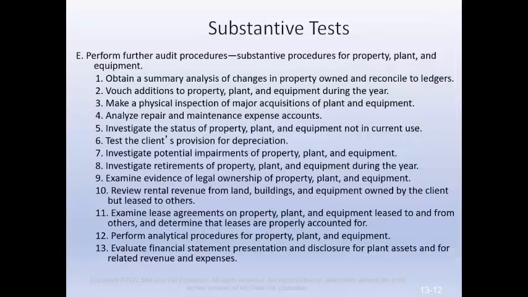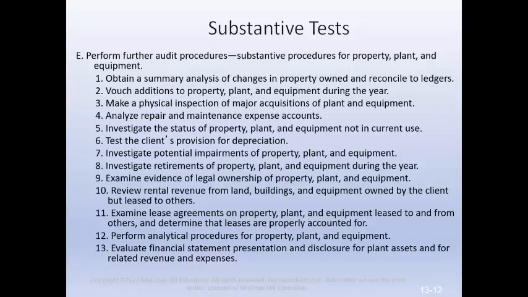The substantive procedures of the audit of property, plant, and equipment include obtaining a summary analysis of changes in property owned and reconciling it to ledgers, vouching additions to property, plant, and equipment during the year, making a physical inspection of major acquisitions of plant and equipment, and analyzing the repairs and maintenance expense accounts. The auditor should also investigate the status of property, plant, and equipment not in current use and test the client's provision for depreciation.